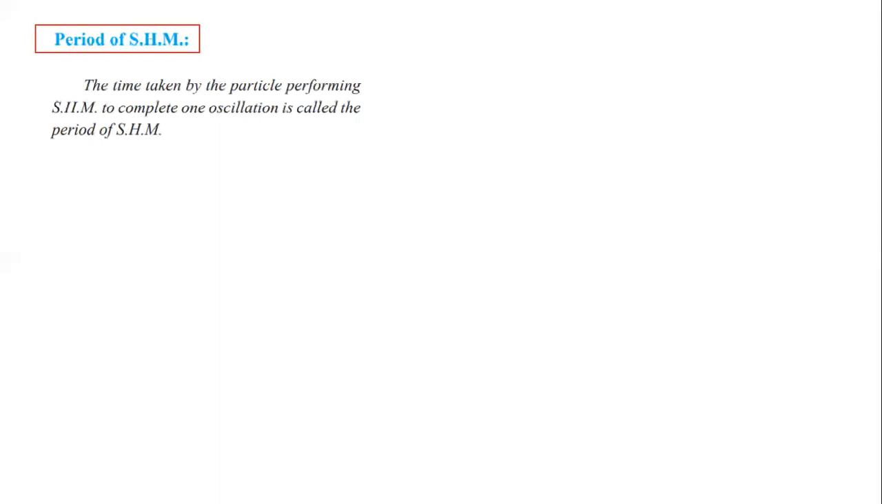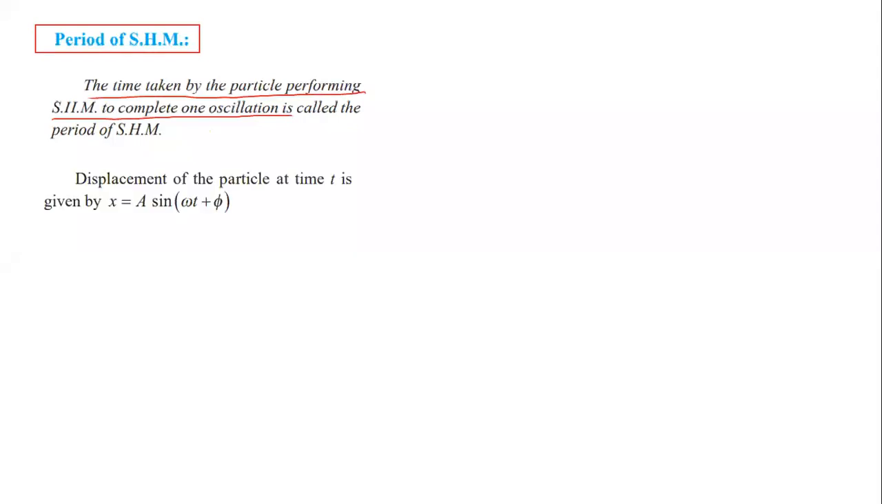Now next term is the period of SHM. What is period? Everyone know that. Period means time taken by particle to complete one oscillation is the period. Time taken by particle to complete one revolution is period. So it's a time. Period is a time basically. Now what is the formula of the period in SHM? That formula also we have to obtain here. So basically a definition of the period is given here. Time taken by particle performing SHM to complete one oscillation is called period of SHM.